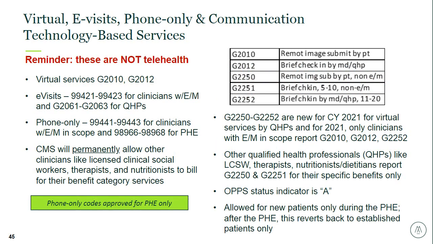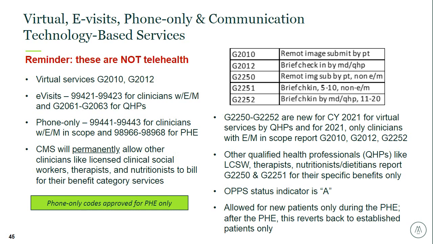So on this slide, I give you some of the HCPCS codes and/or CPT codes that apply. So virtual services are defined by CMS with HCPCS level 2 codes. For 2021, beginning January 1st, they differentiated the G2010 and G2012 to be used by physicians with evaluation and management in their scope. So think about those as physicians and non-physician practitioners such as physician assistants and nurse practitioners. But other clinicians can do these virtual services, including therapists, licensed clinical social workers, nutritionists.